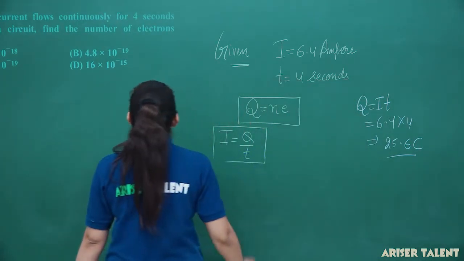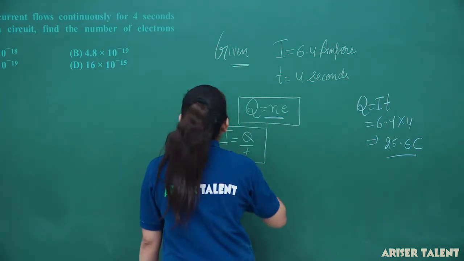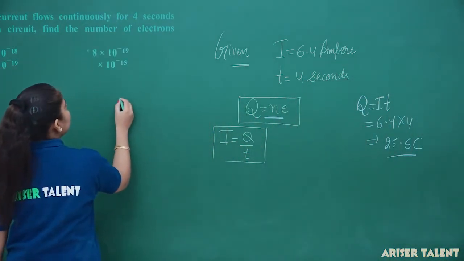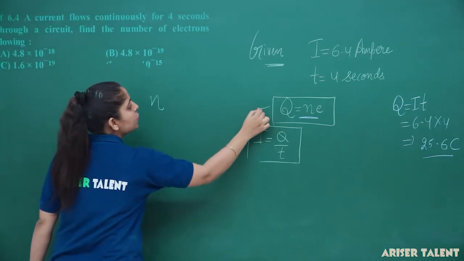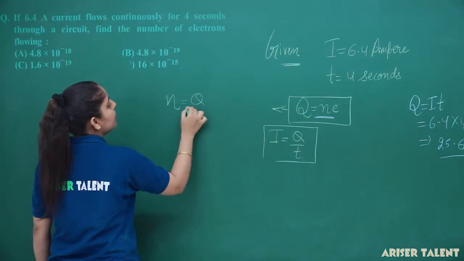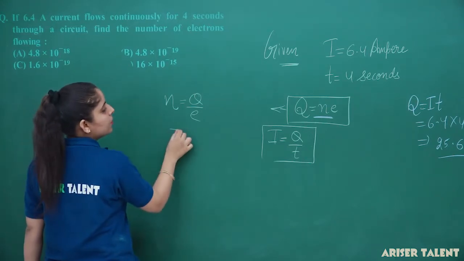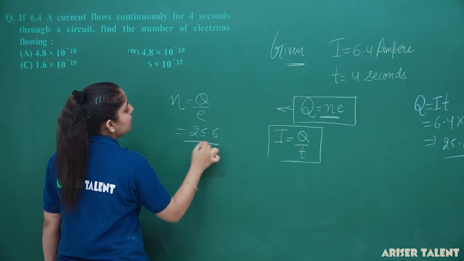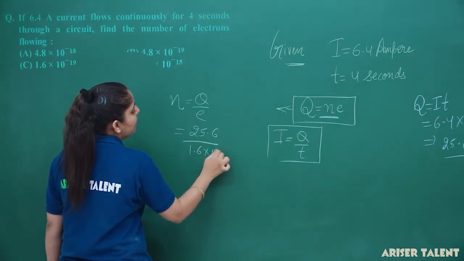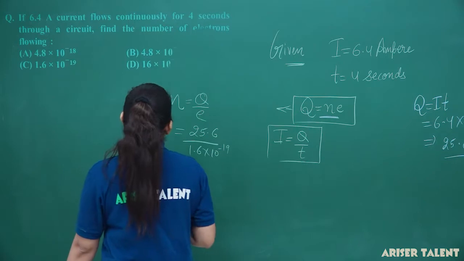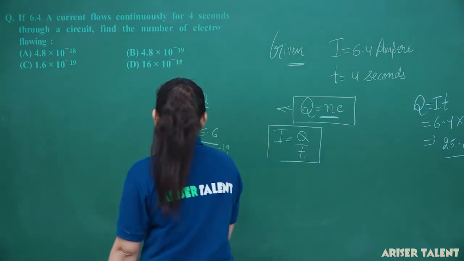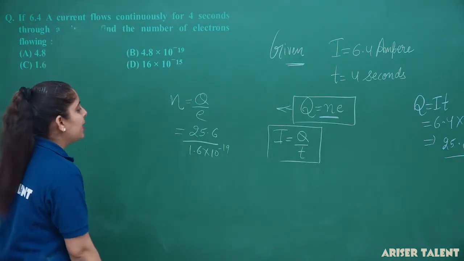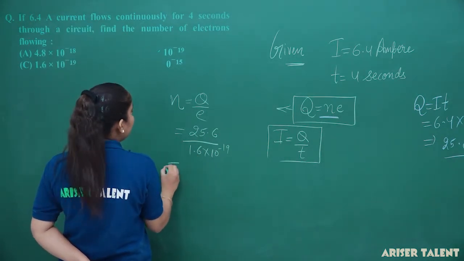Now you have to determine the value of N from here. If I am going to count the number of electrons that are flowing here, the value of Q I am getting from here is 25.6. So I have to determine the number of electrons. I will determine it by this formula. It came out to be Q upon E. Q is having a value of 25.6 and e is 1.6 into 10 raised to the power minus 19. This is the value I am getting from here.